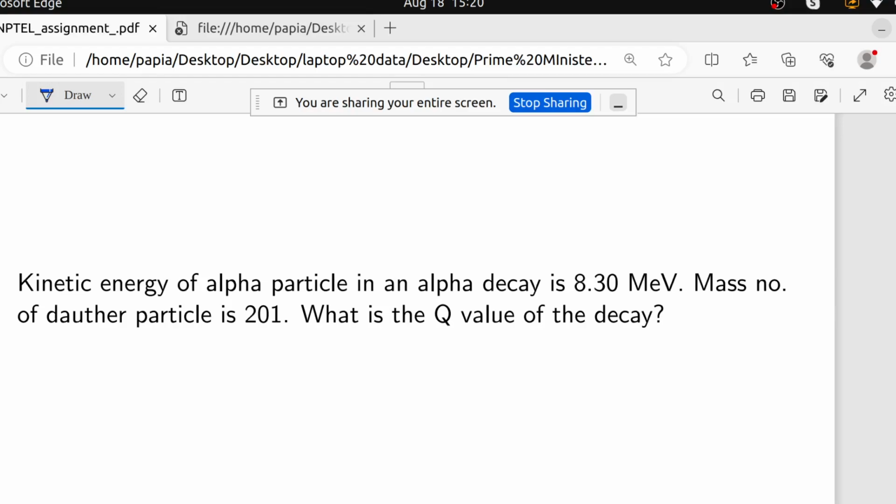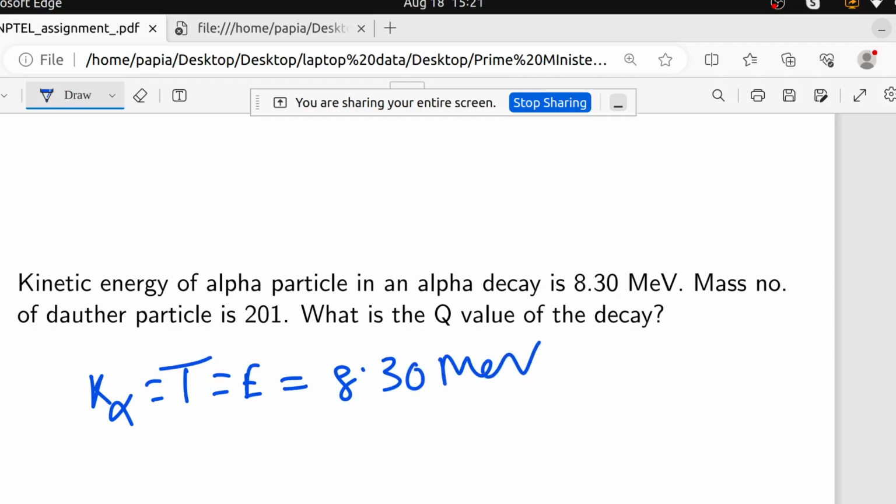Okay. Now coming to the second question, kinetic energy of alpha particle in an alpha decay is 8.30 MeV. Mass number of daughter particle is 201. What is the Q value of the decay? So here you can see that K alpha, which is nothing but T, which is also nothing but E, is written as 8.30 MeV. Kinetic energy of alpha particle is given. Mass number of daughter particle is given. That means MD is given. MD is 201, and also we know that M alpha is 4, as per the previous question also.